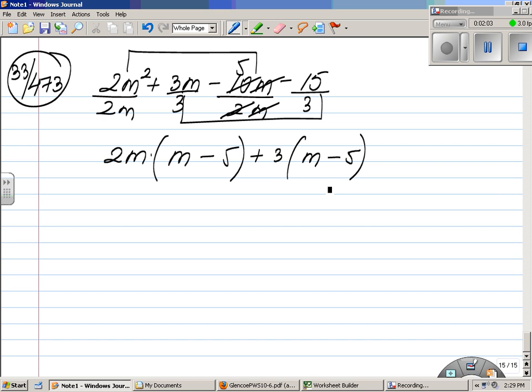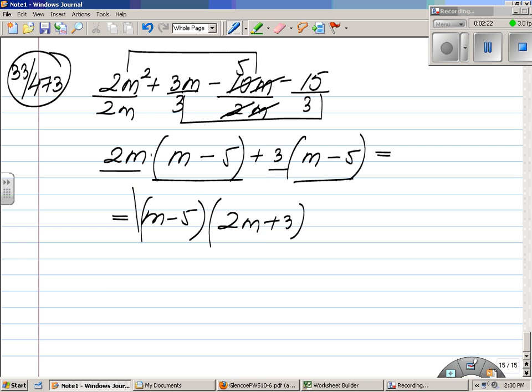Do we have another common factor? Plus m minus 5, absolutely, equals m minus 5 times, what is left? 2m plus 3. And now you're done.